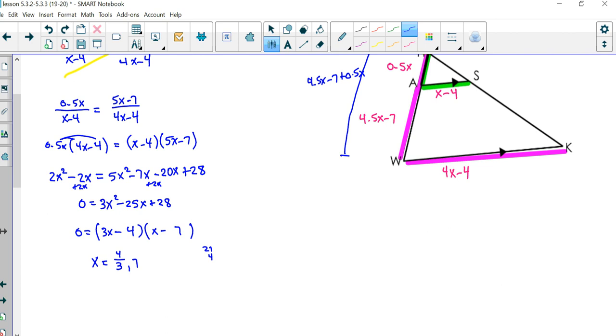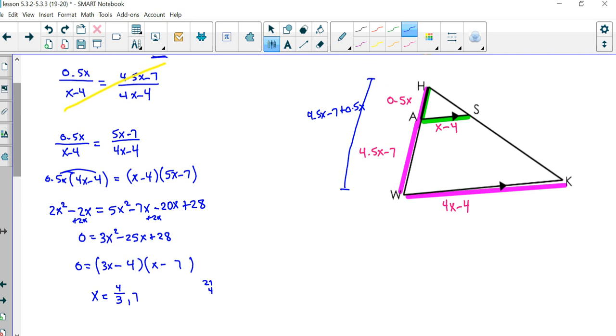And now both of those are positive numbers, so I want to check to see if both work or maybe if one doesn't work. Okay, 4/3, if I take 4/3 and I put it here and I do 4/3 minus 4, I'm going to end up with a negative number, so that one will not work. 7, let's see, if I do 7 minus 4, that means that that side's going to be a 3, so that works. 7 times 4 is 28, minus 4 is 24, so that works.